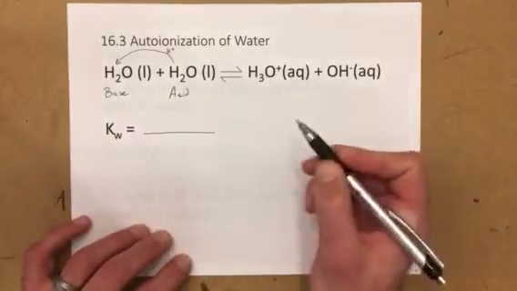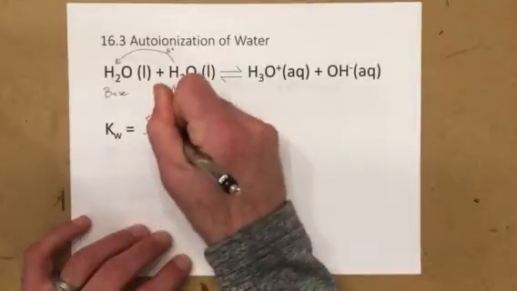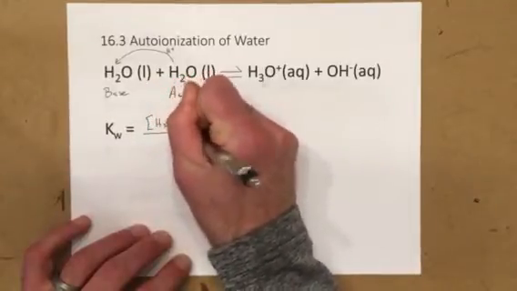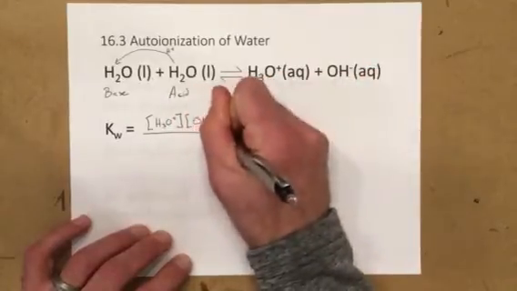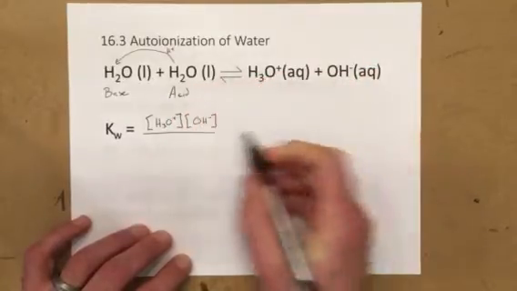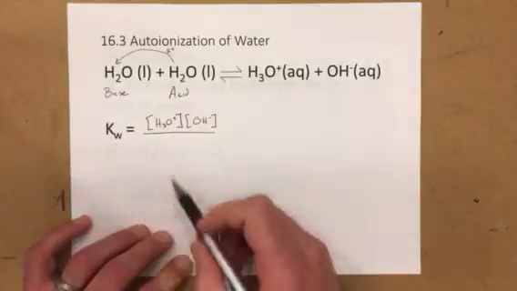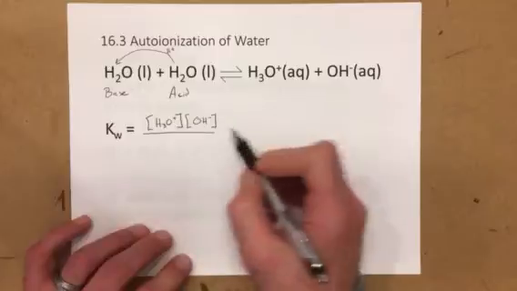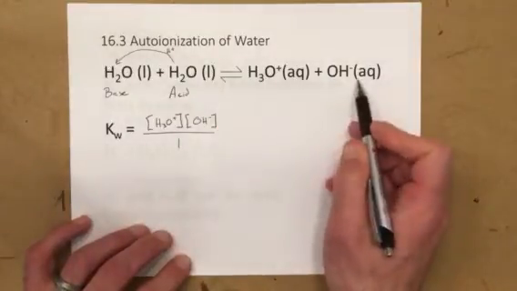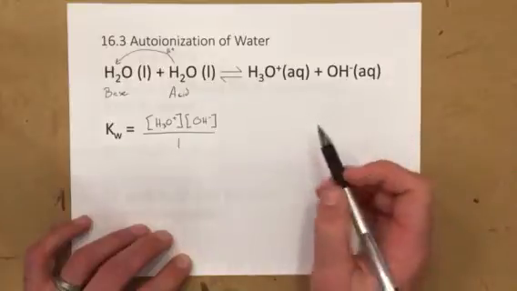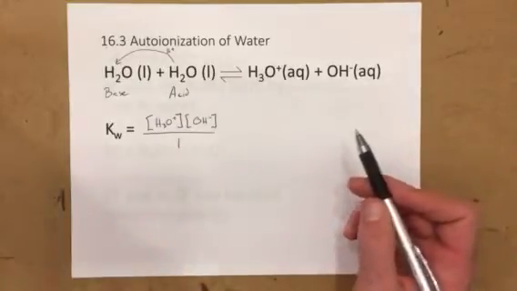We write an equilibrium expression, remember from chapter 15, we put the products on top, so we have H3O plus on top, and then we have OH minus on the top, okay? And then on the bottom, we would put our reactants. However, our reactants are both liquids here, and remember in an equilibrium expression, you only include the aqueous products or gases. We don't include any solids or pure liquids, so water doesn't get included.